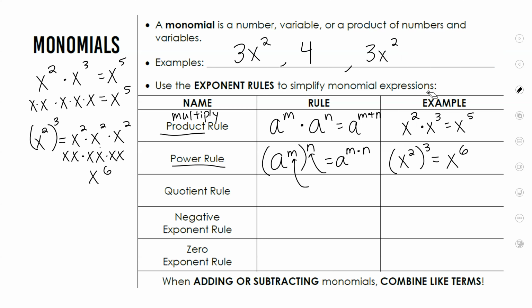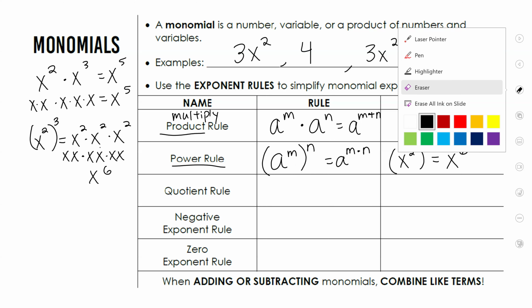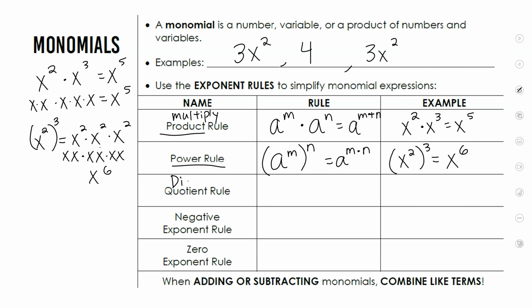Next is the quotient rule. Quotient means division. So you're going to think about dividing. If I have a to the n divided by a to the n, you can just subtract the exponents. So let's say I have x to the 9 over x to the 8. 9 minus 8 is 1, so this is just x. If this was a 19, 19 minus 8 is 11. That would be x to the 11.